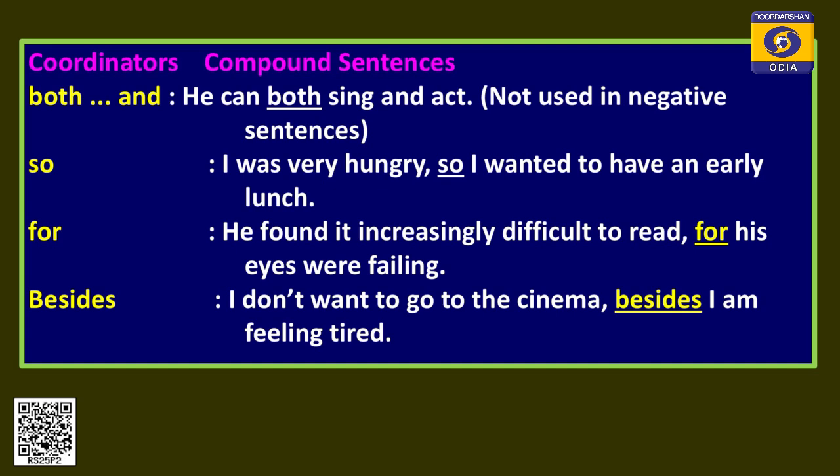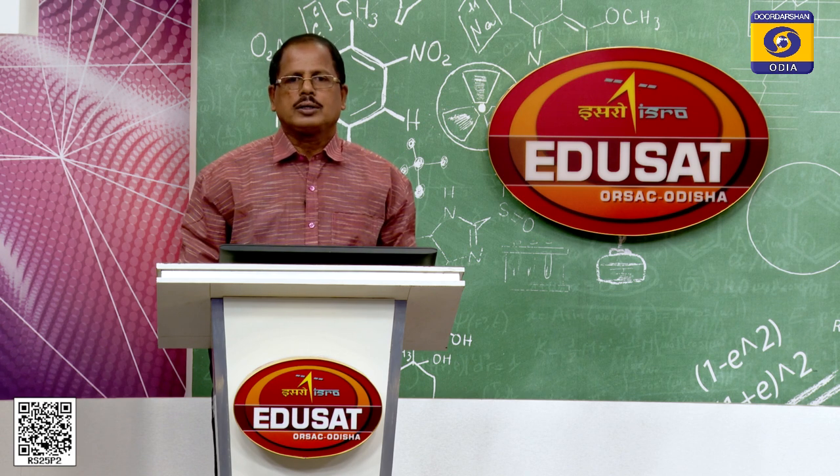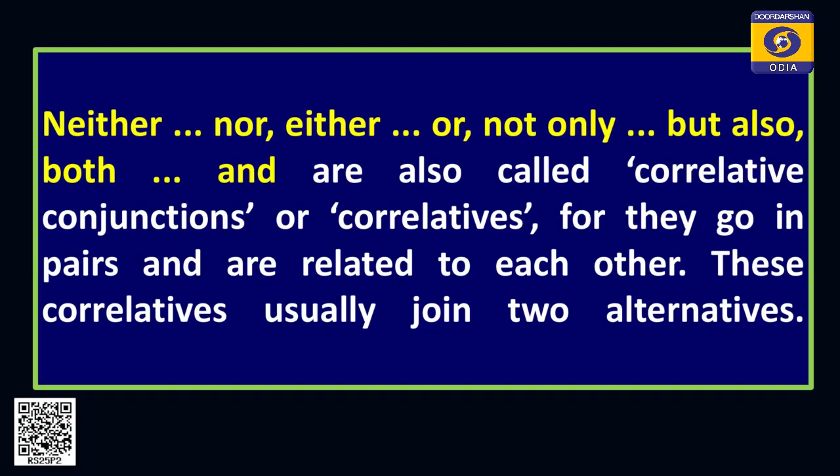For he found it necessarily difficult to read, you see, comma, for his eyes were failing. Besides, I do not want to go to the cinema, besides, I am feeling tired, right. So, these are some of the uses of different conjunctions or coordinators.